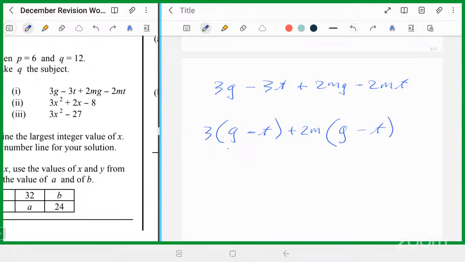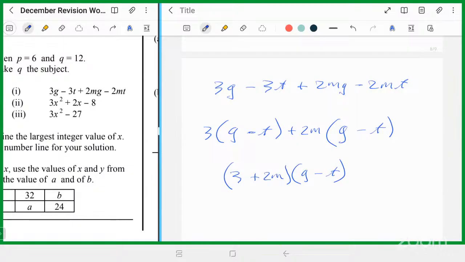So then g minus t is a common factor, and they are connected with this 3 plus 2m. Alright, so it becomes 3 plus 2m connecting g minus t, and that is your answer, factorized completely. Alright, all good? Let's practice it, guys.